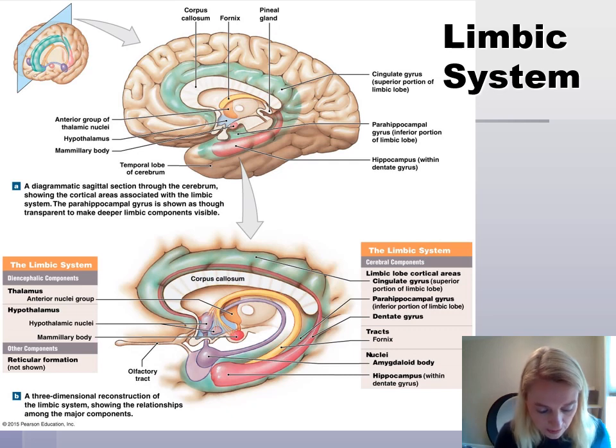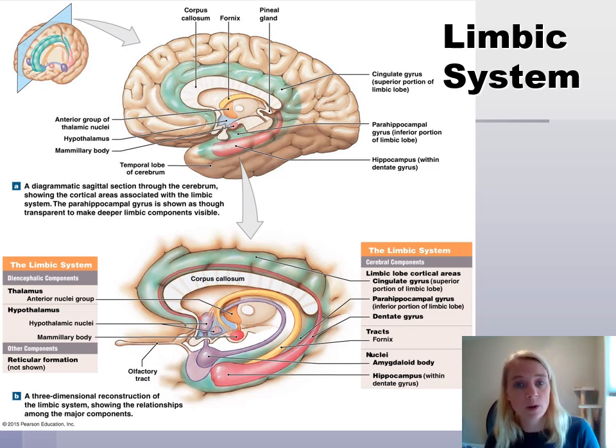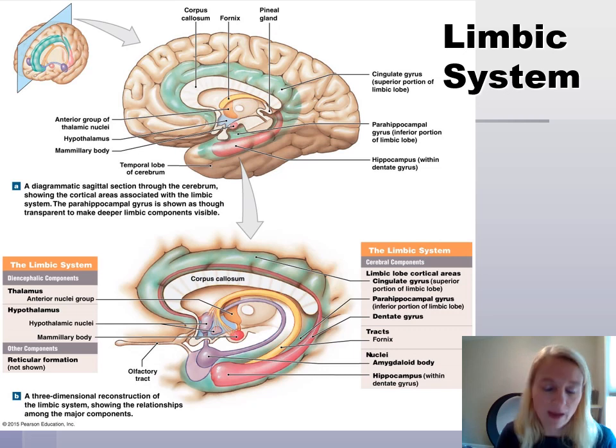Look here. In those functions, which are listed here in the notes, the limbic system establishes emotional states, linking the conscious intellectual functions of the cerebral cortex with the unconscious autonomic functions of the brainstem, and it helps to facilitate memory, storage, and retrieval. So emotional states, linking conscious and unconscious functions, and memory, storage, and retrieval. Those are the major roles that the limbic system plays in brain function and processing.